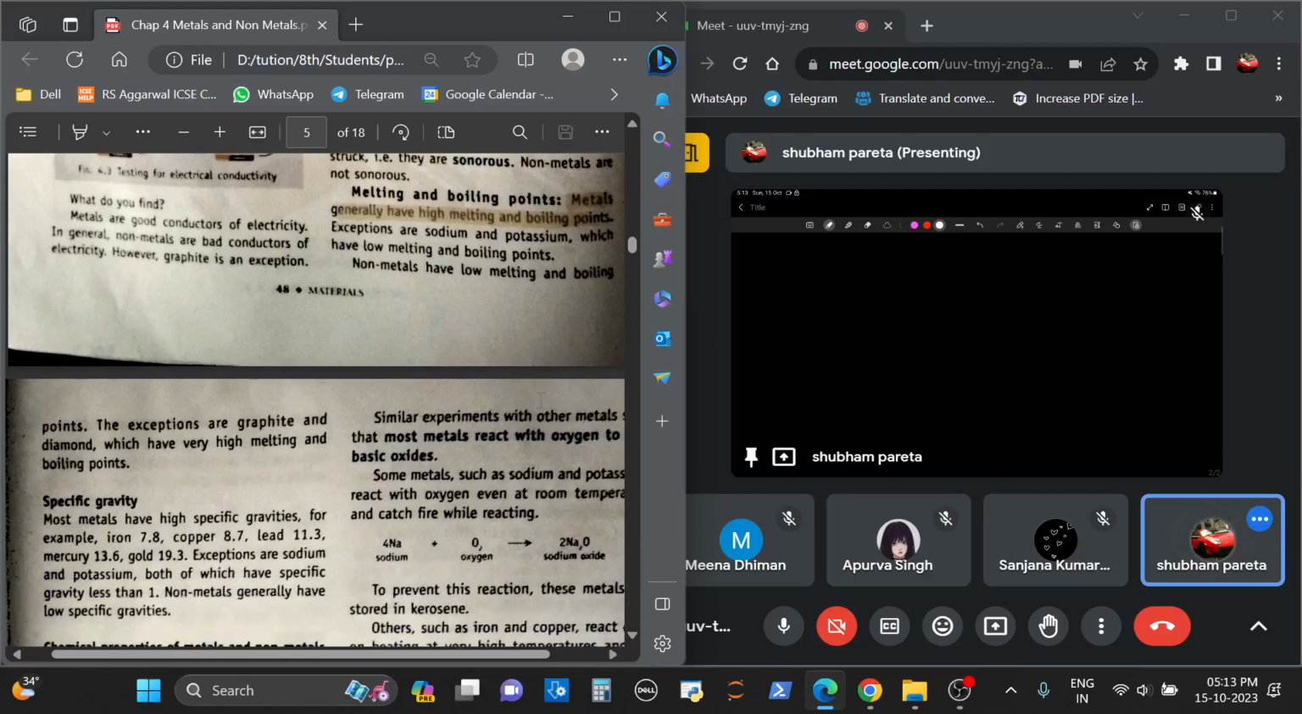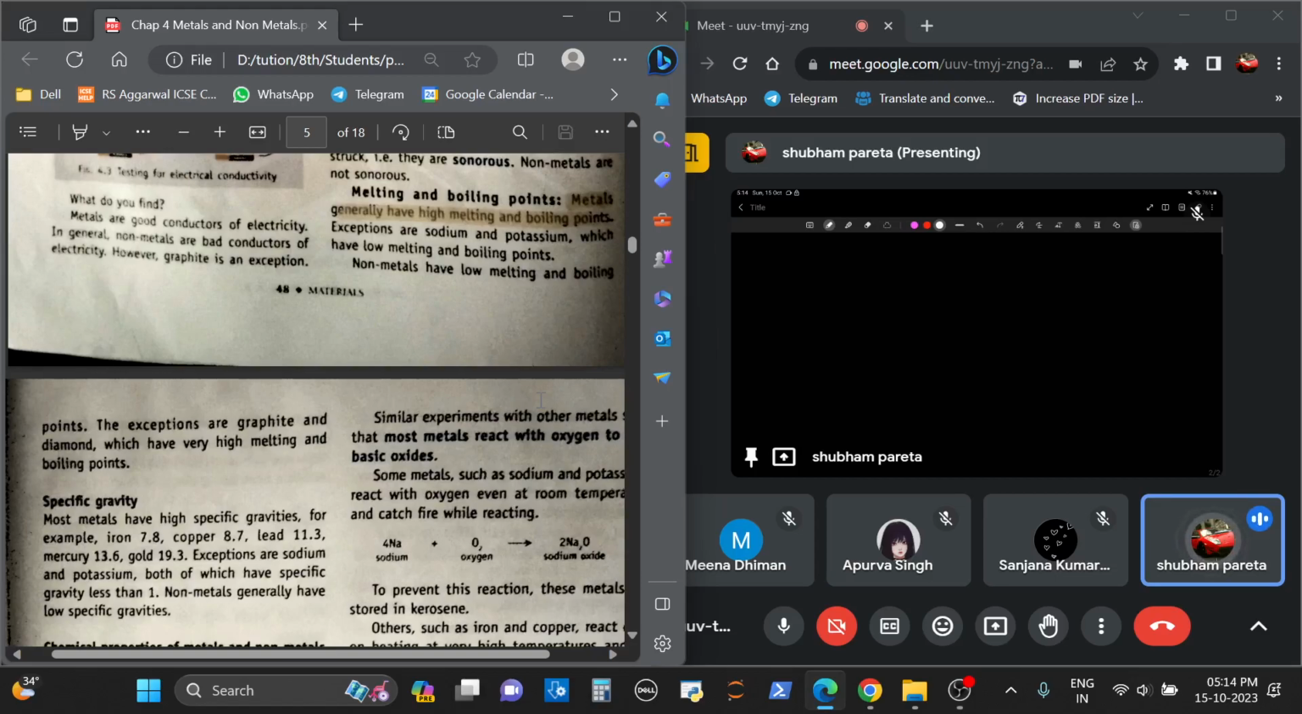Now what do we mean by the melting point and the boiling point? See, metals generally have a very high melting point. The exceptions are sodium and potassium, which have very low melting points. Generally, metals are very hard in nature. All metals are solid in nature, but the exception is mercury, because mercury is a liquid at room temperature.